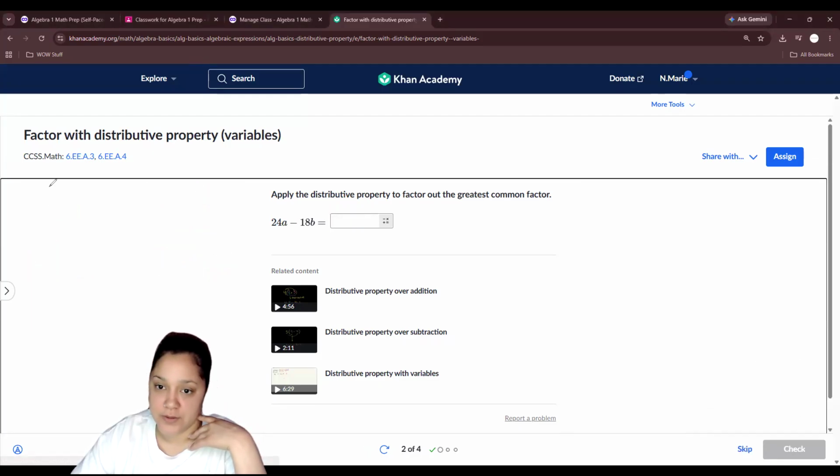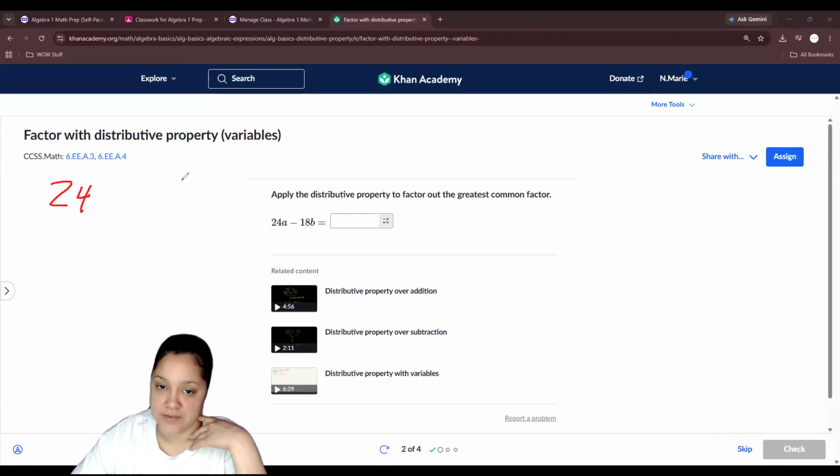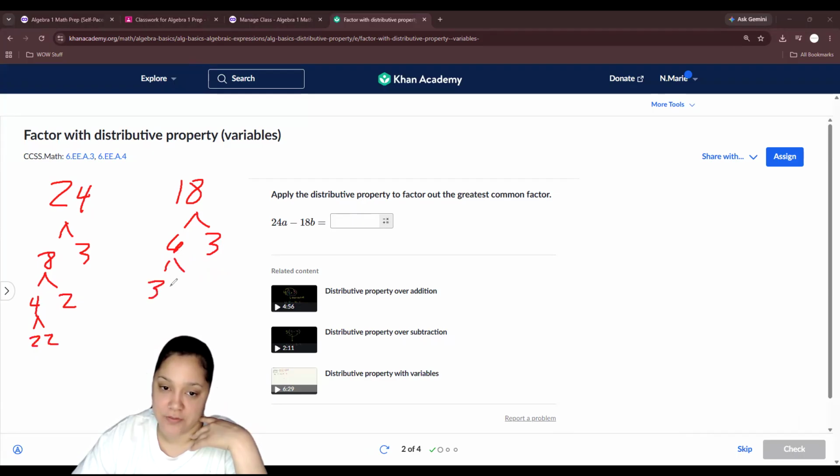Let's do another. So we have 24 and 18. This is a negative 18, but let's just put 18 for now. 8 times 3 is 24. 6 times 3 is 18. You want to break these down into prime numbers. Prime numbers are numbers that can only be multiplied by 1 and itself.